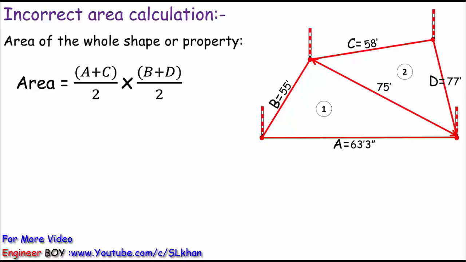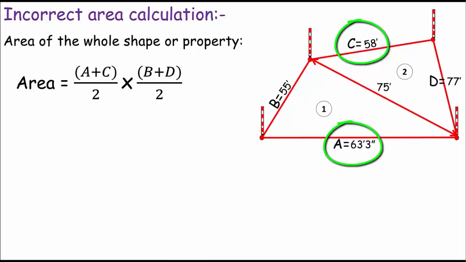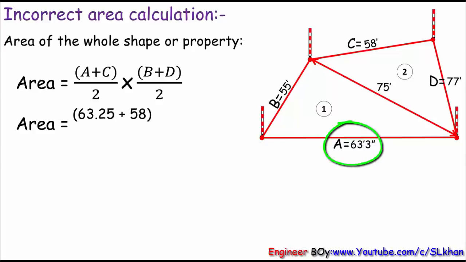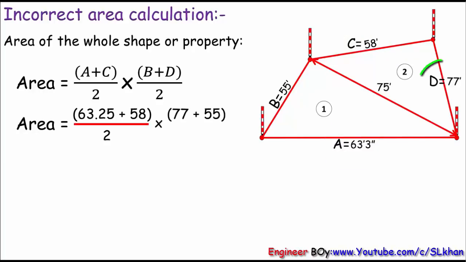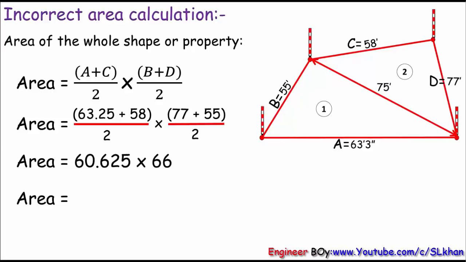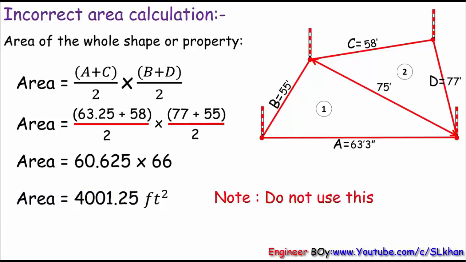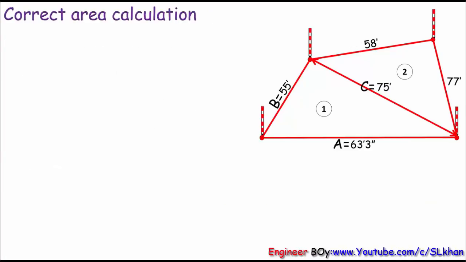According to this formula, take an average of the opposite sides and multiply it with an average of the other two sides to get the whole area of the given shape. Like in this case, the total area of the property must be (63.25 plus 58) divided by 2, which is the average of two opposite sides, times (77 plus 55) divided by 2, which is the average of the other remaining sides. And that's actually not the correct answer, right? But however, we are doing this over here just to satisfy the solution a little later, right? And if you do a little math with the given formula, of course we can get the total area equals 4001.25 square feet.